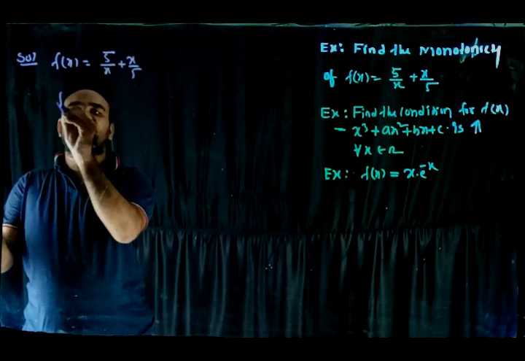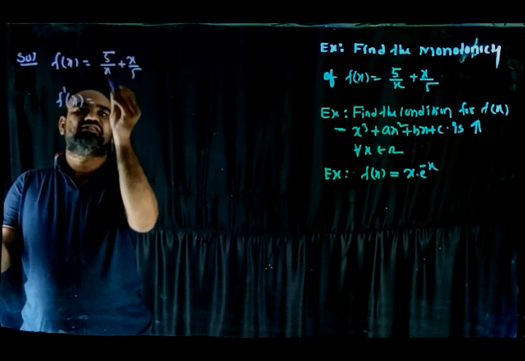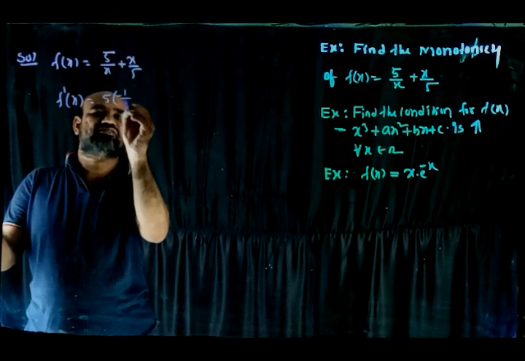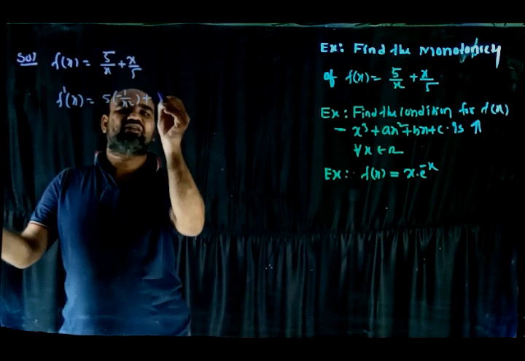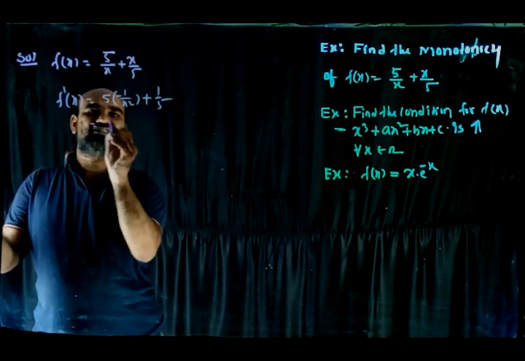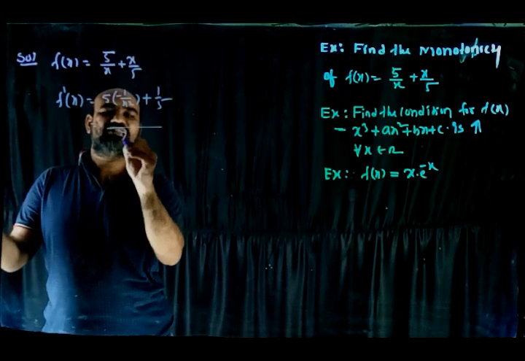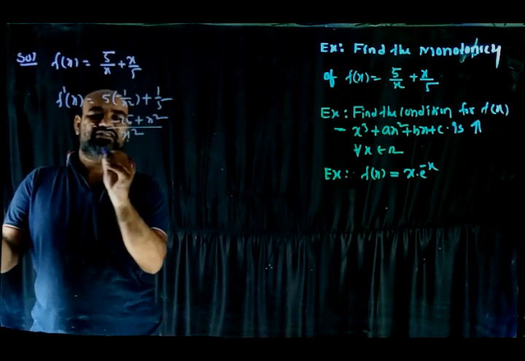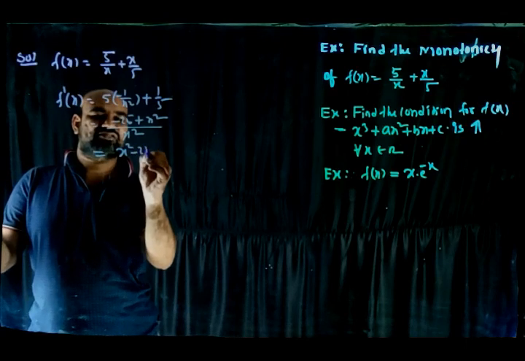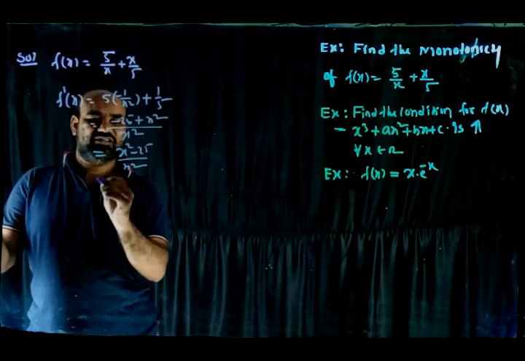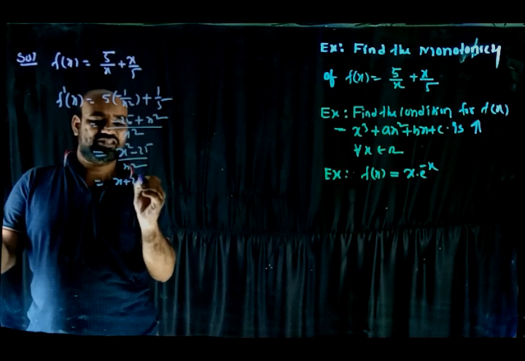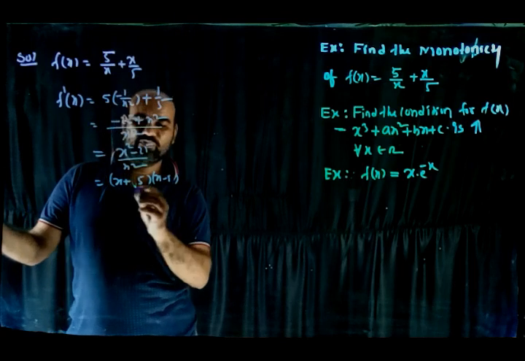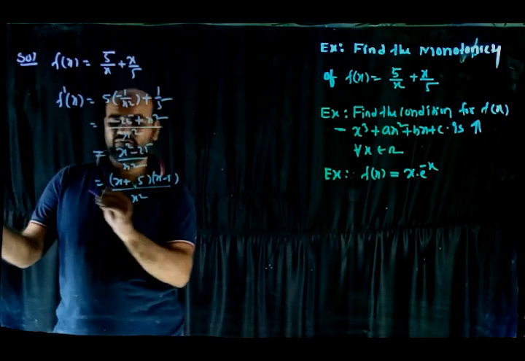Okay, so I am finding f dash of x. Differentiation of 1 by x is minus 1 by x square. So 5 into minus 1 by x square plus 1 by 5. This is the same as, taking LCM, minus 25 plus x square over 5 x square, that is x square minus 25 by x square, that is (x plus 5) into (x minus 5) by x square. This is f dash of x.